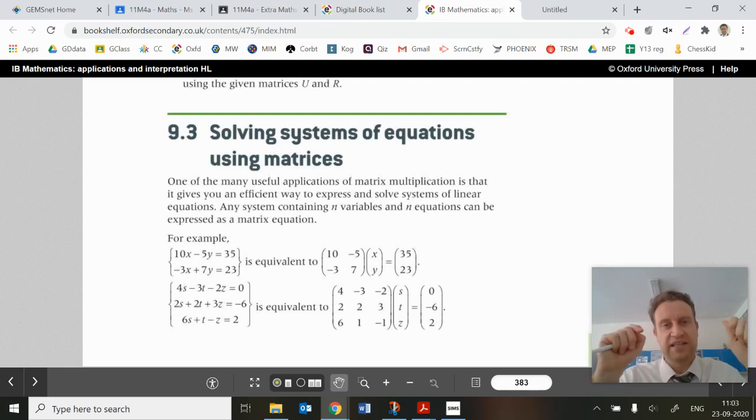Now this is 9D, and in 9D we're solving systems of equations using matrices. Basically, we're solving simultaneous equations via a matrix method.